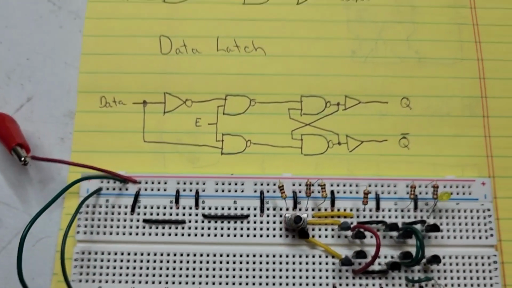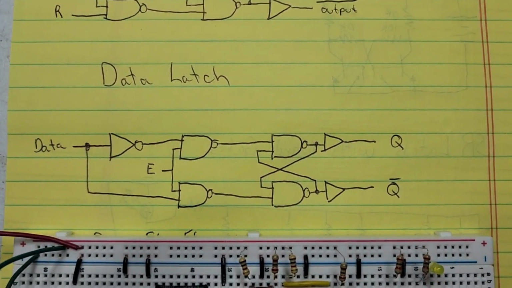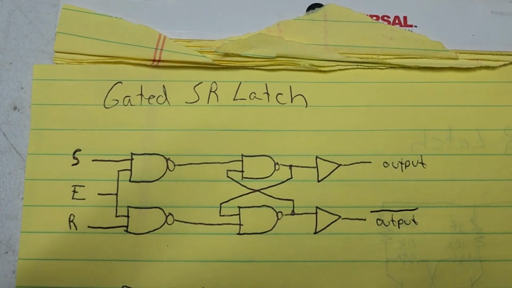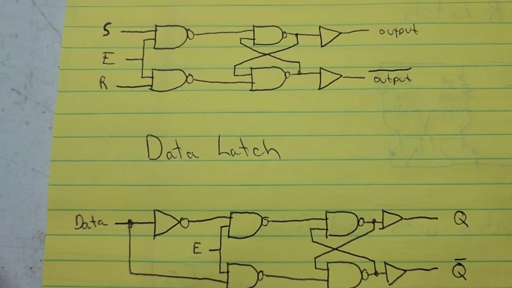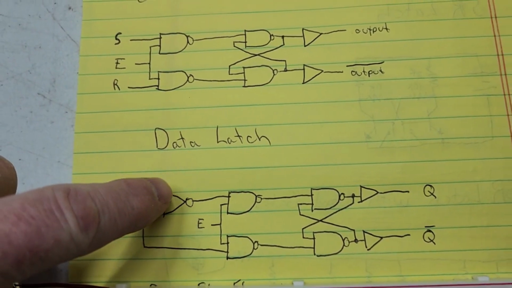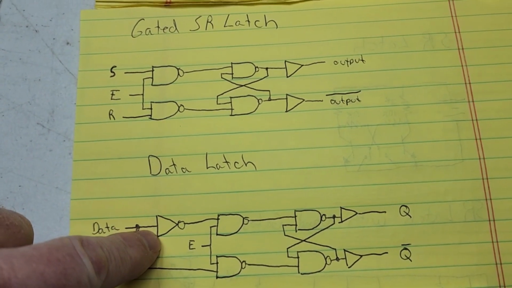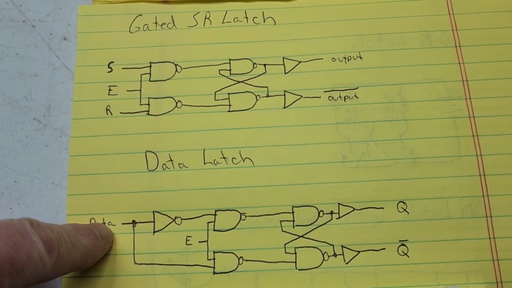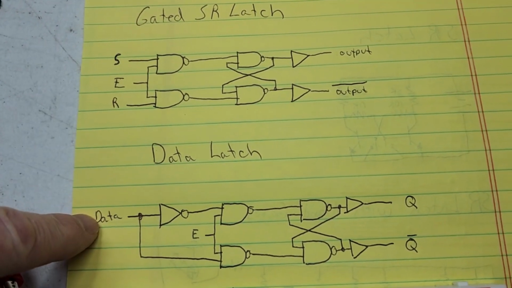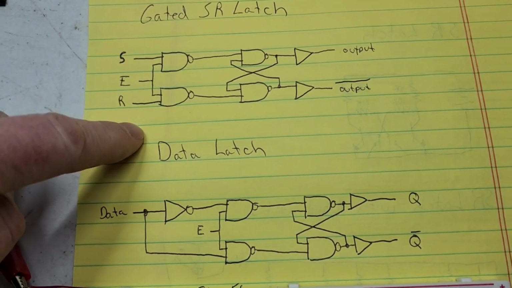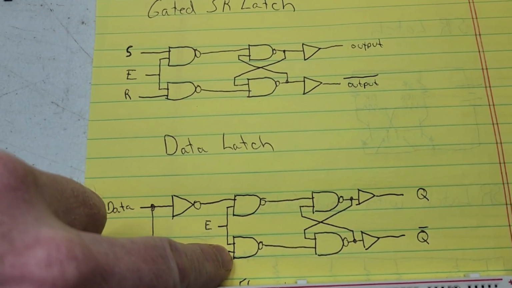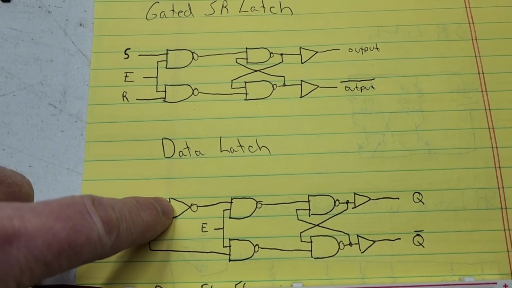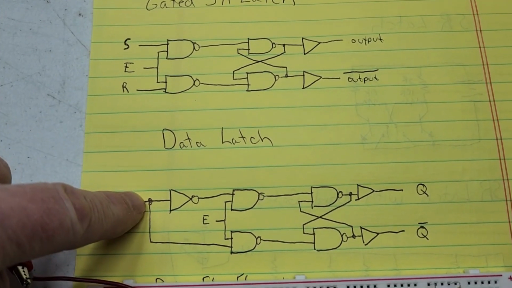Okay, so here's the next circuit I built. I built what's called a data latch. And if you look at the last one, the gated SR latch, it's pretty much the same thing, except I added an inverter here. And now instead of having a set and reset, we just have a data input, 1 input instead of 2, because I tied this 1 input directly to this NAND gate. This one goes through an inverter to this NAND gate.